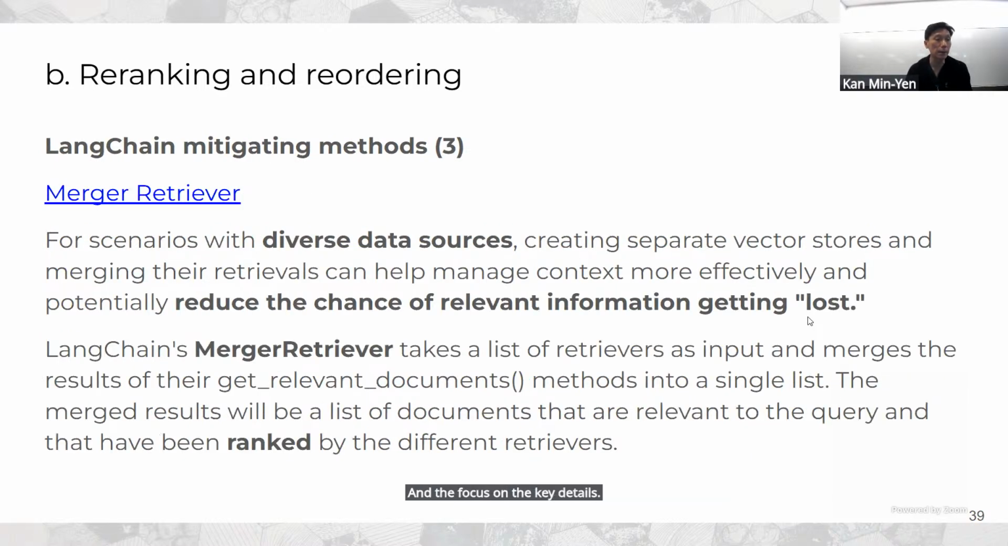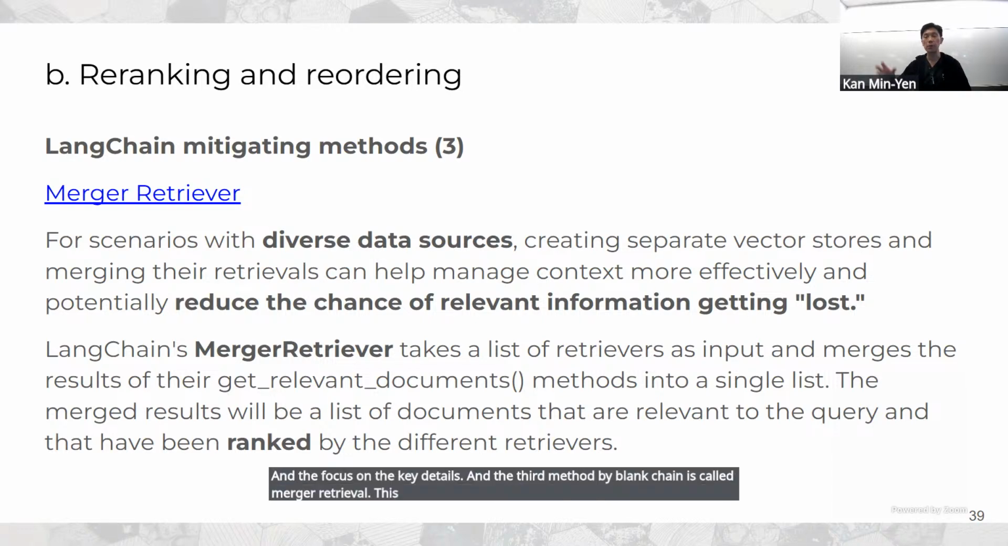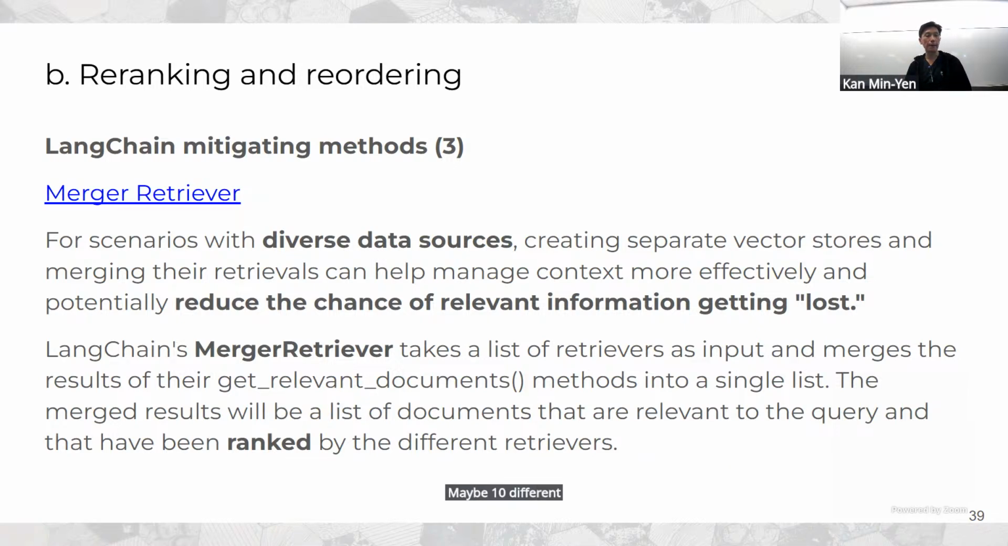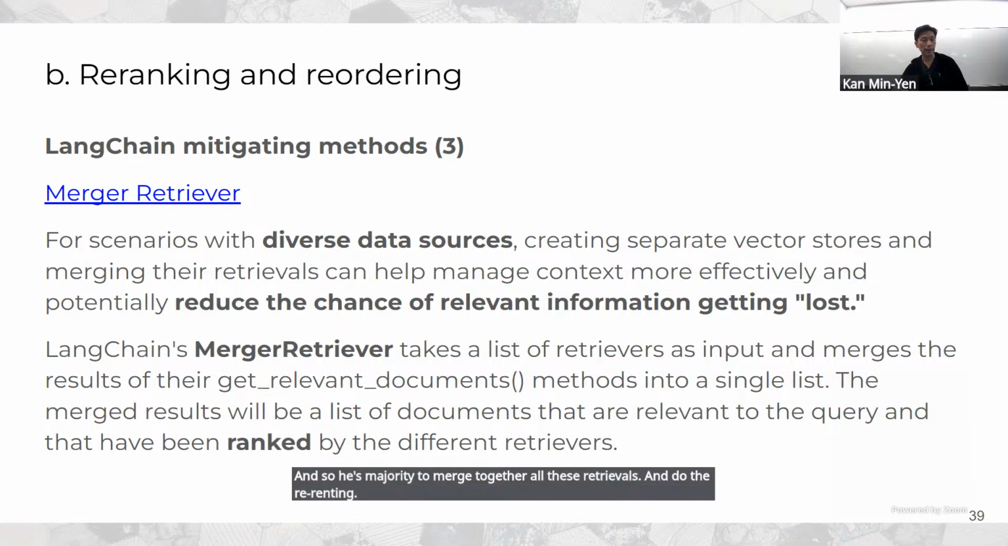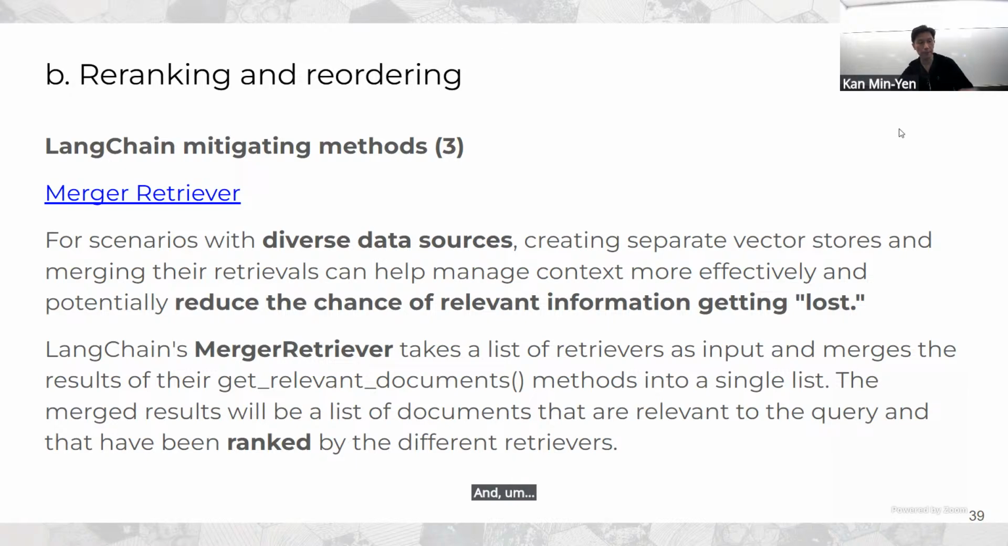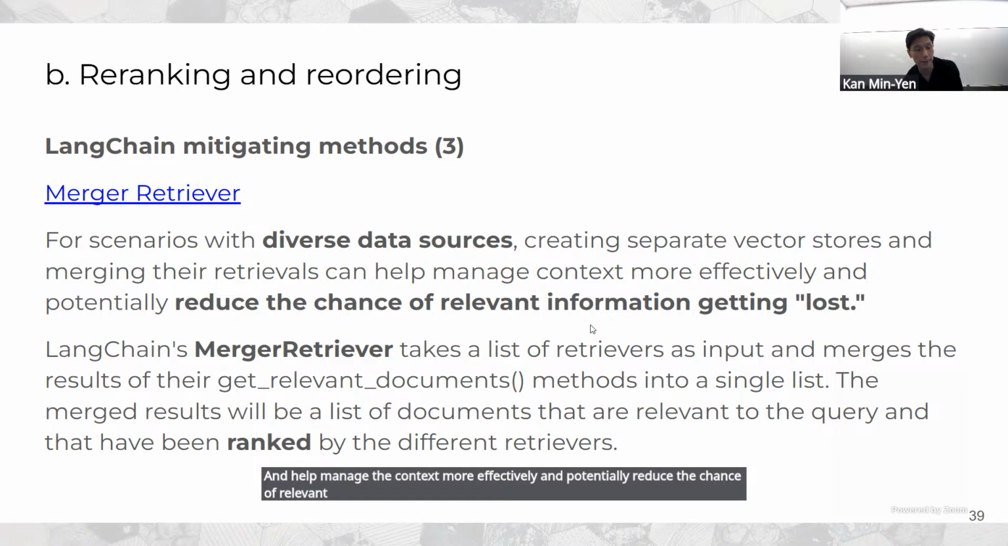And the third method by LangChain is called merger retrieval. You use this when you have multiple data sources, like for example, you're pulling data from maybe 10 different databases, 10 different knowledge sources. And so you use merger retrieval to merge together all these retrievals and do the re-ranking. And it will just sort of put everything together and help to manage the context more effectively and potentially reduce the chance of relevant information getting lost.